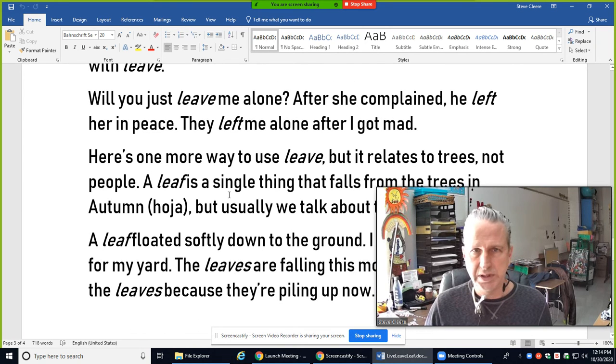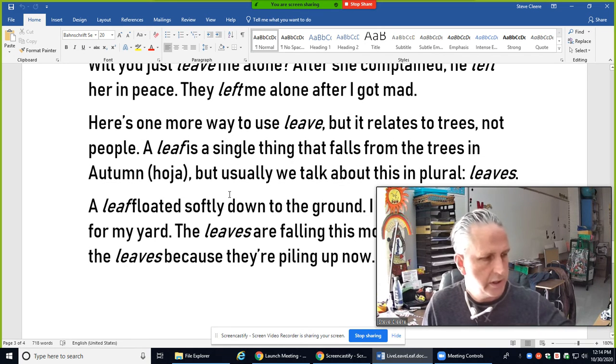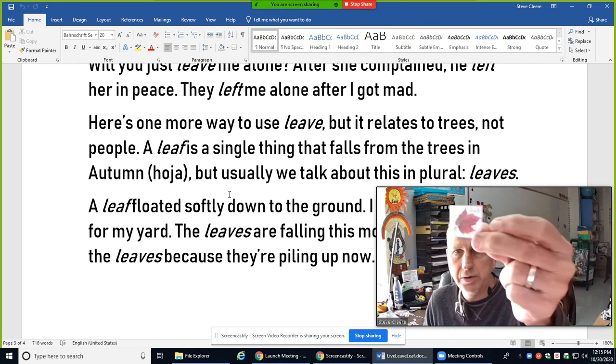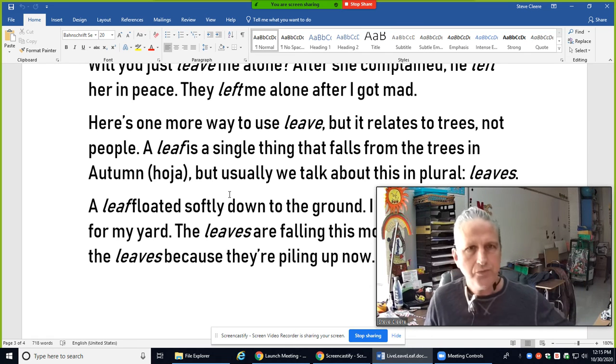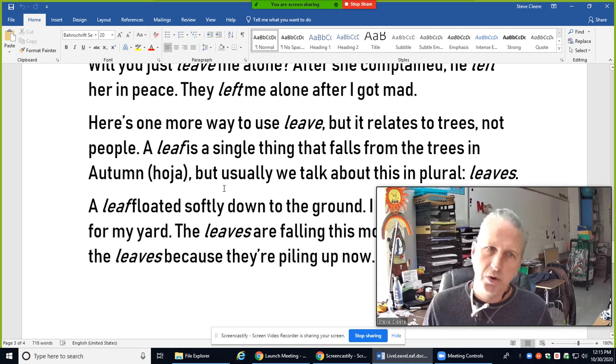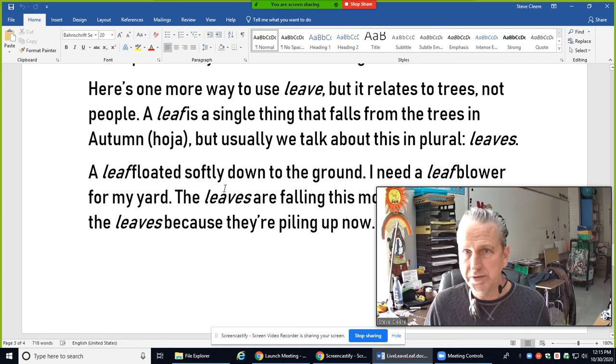Here's one more way to use leave, but it relates to trees, not people. A leaf is a single thing. Do I have a picture? Yeah. There's a leaf. A leaf. Leaf on a tree. A leaf is a single thing that falls from the trees in autumn. Hoja. But usually we talk about this in plural, leaves.